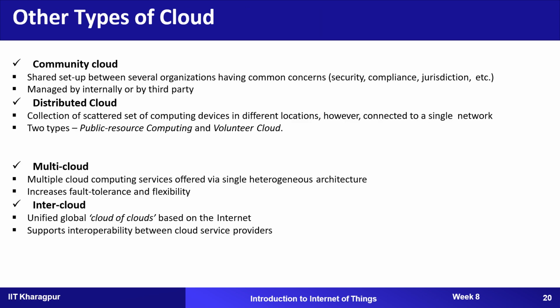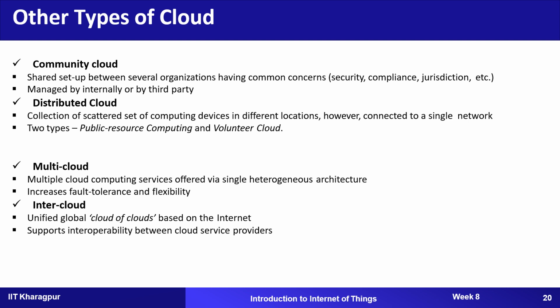Now the other types of cloud. First one is your community cloud. So it is a shared setup between several organizations having a common concern. For example, a cloud setup by your medical institutions. Different medical institutions can use the same cloud, so it can be your community cloud. So for security, compliance or jurisdiction, a cloud which is used by several organizations which have the same concern is called your community cloud. It is managed internally or by a third party. It is similar to your private cloud.